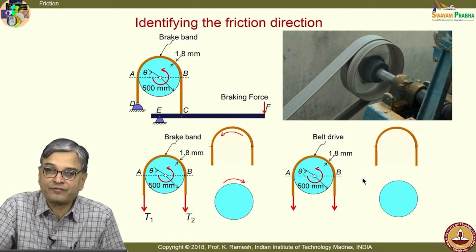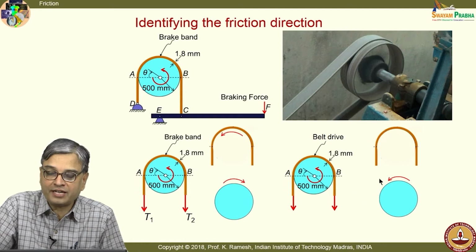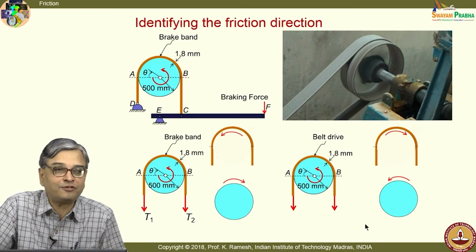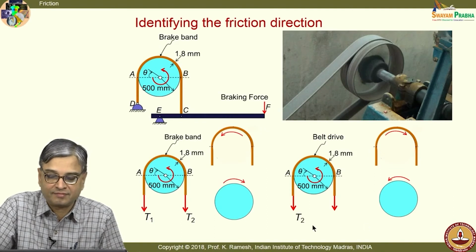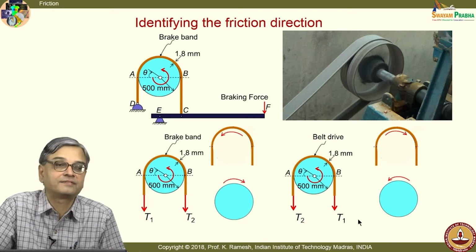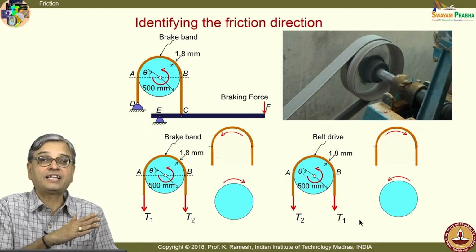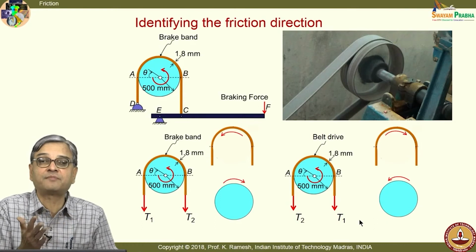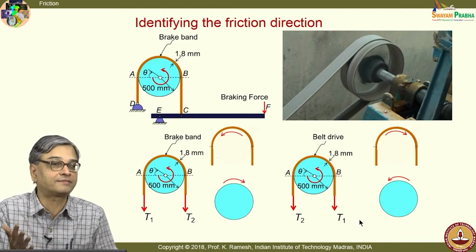So, what is applying friction on what? The belt is applying a friction in the anti-clockwise direction to the drum. The belt will have a friction in this direction. How do I label which is T1 and T2? This will be T2 and this will be T1. The final interrelationship between T1 and T2 is the same: T2 by T1 equals e power mu theta.